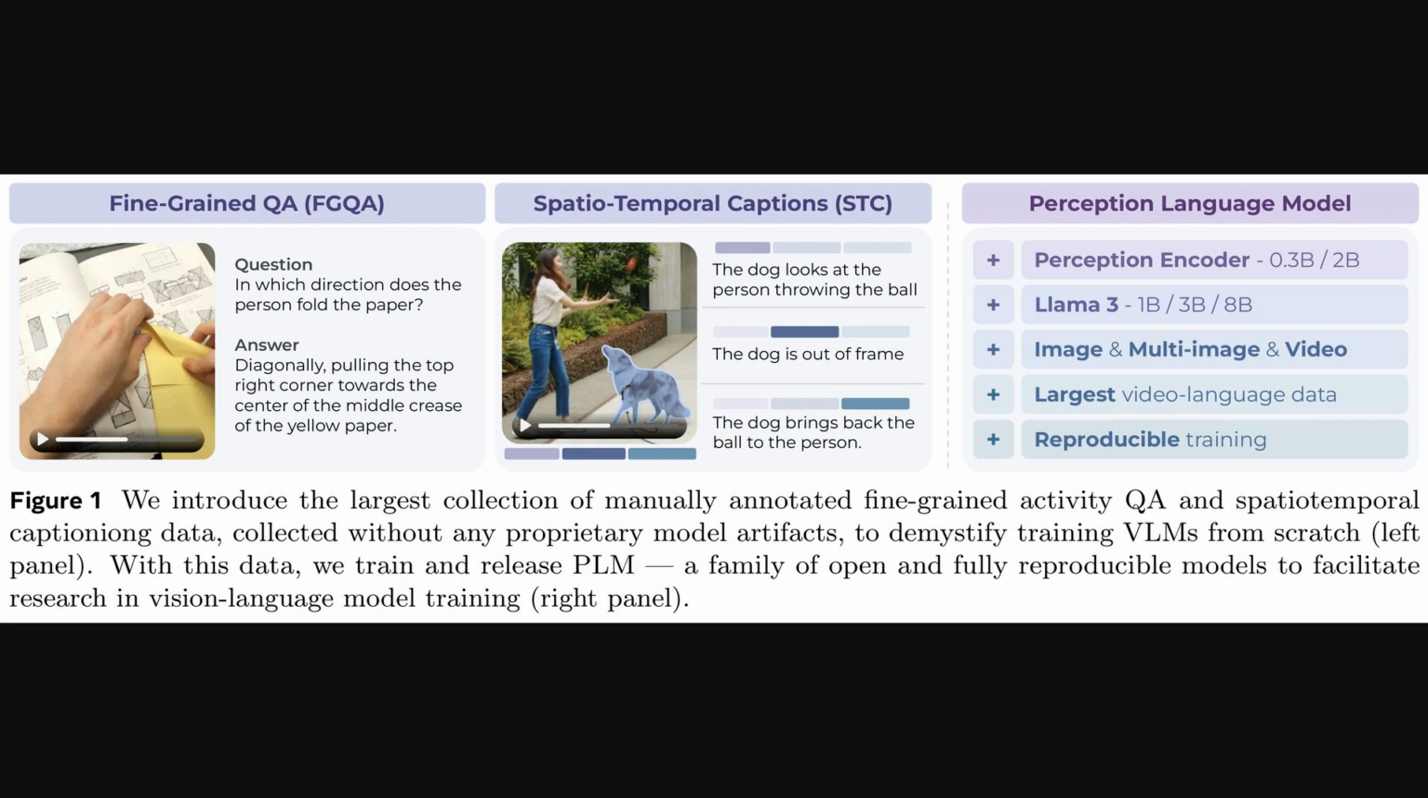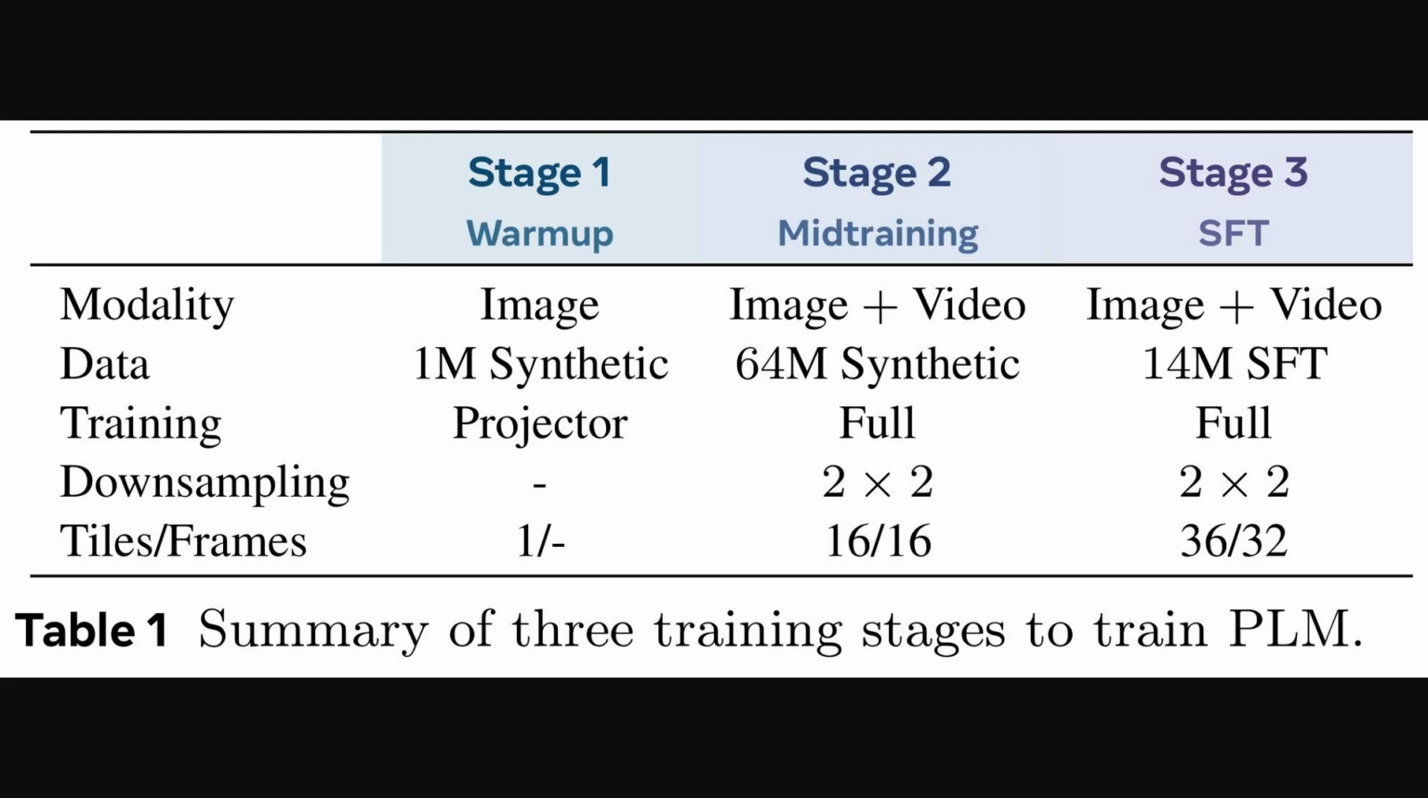Alright, and this first figure gives us a great overview of what makes this project tick. On the left, you see an example from their new fine-grained question-answering dataset. This dataset is not just about asking what is happening, but how, like the very specific direction of a paper fold. Next to it is the spatio-temporal captions dataset. This one links descriptions to specific objects and moments in a video, like tracking the dog's actions over time. And on the right, we see the perception language model itself, which combines that perception encoder with a Llama 3 model.